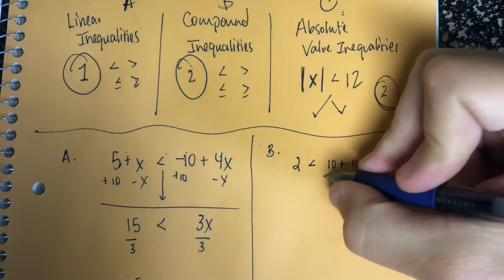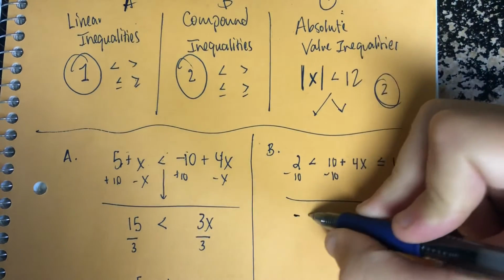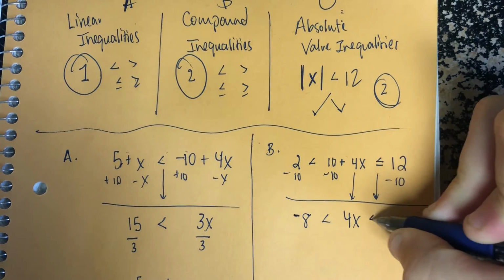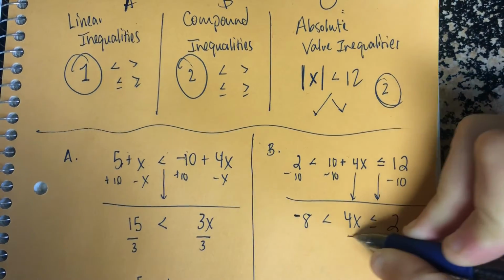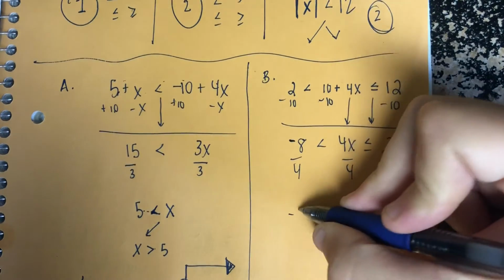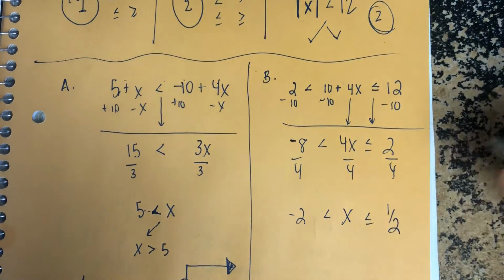So here we go. Subtract the 10. Whatever you do to the middle, do to both sides. Negative 8 is less than the 4x, which comes straight down. The sign comes straight down. 2. Divide by 4. Whatever you do to the middle, got to do to both sides. Negative 2 is less than x, which is less than or equal to 1/2.